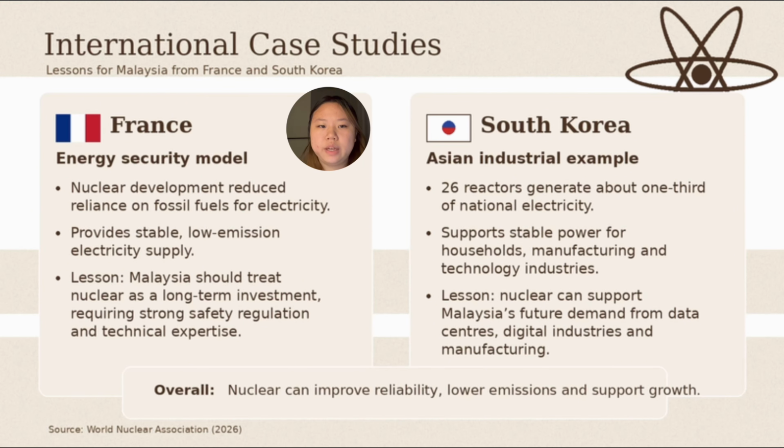World Nuclear Association, 2026. The case of South Korea is particularly pertinent as it illustrates how nuclear power can contribute to the economic development of an Asian industrial economy. South Korea has 26 nuclear reactors that generate about one-third of its electricity. This helps ensure stable power to households, manufacturing, and technology industries.